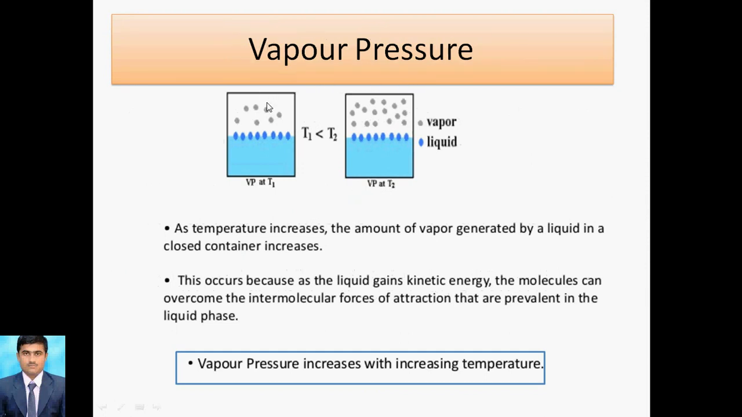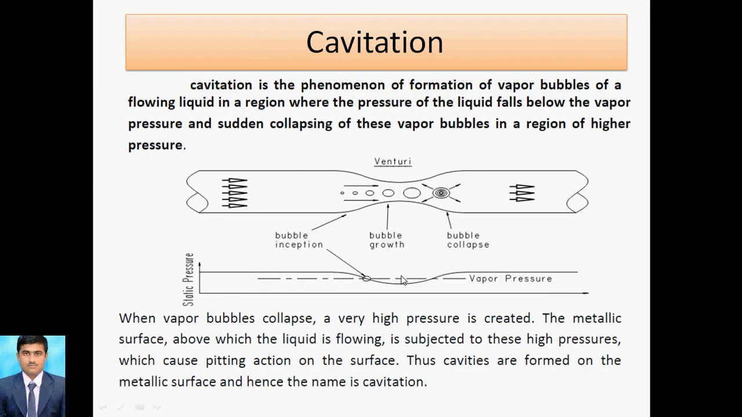Vapor pressure: when the temperature increases, the liquid boils and vapor forms in a closed container. The liquid molecules gain kinetic energy and overcome the intermolecular forces of attraction, converting from the liquid phase to the vapor phase, and that vapor acts with a pressure on the container. That is called vapor pressure. So vapor pressure increases with increasing temperature. This is the vapor pressure phenomenon.